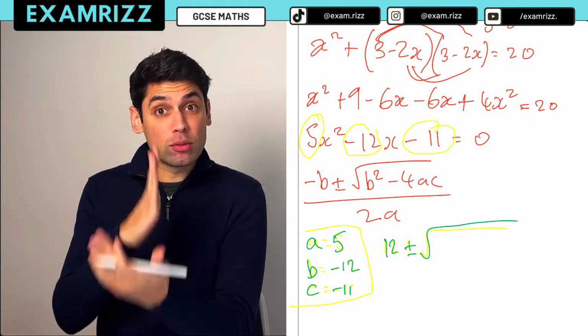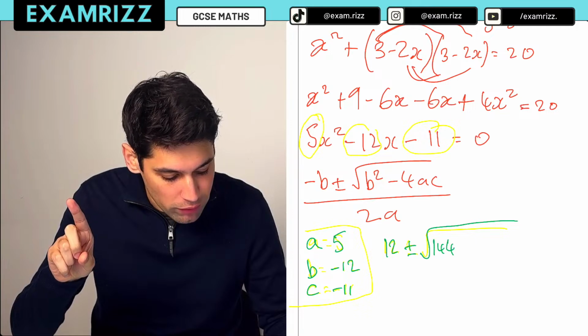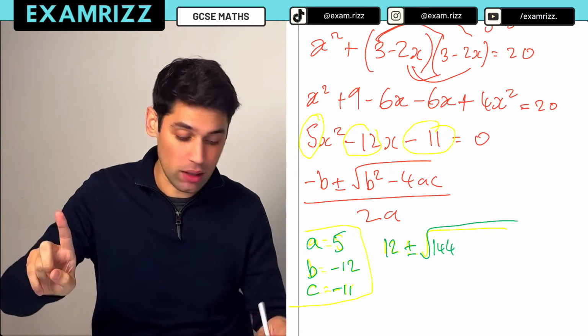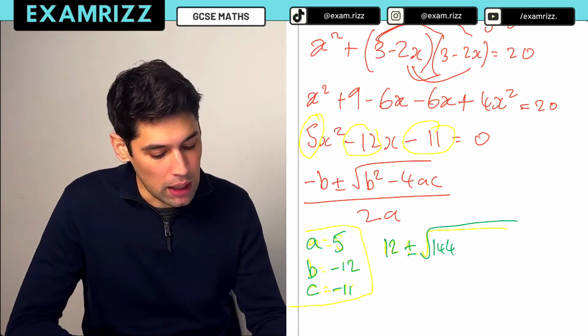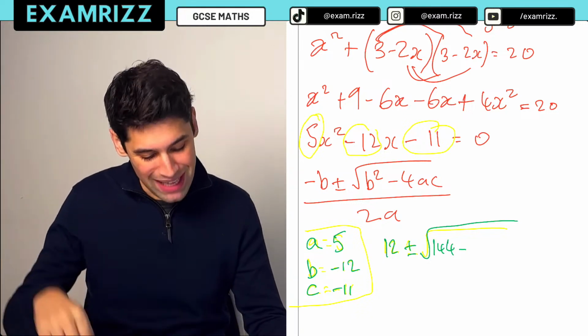B squared minus 4 times minus 12 is positive 144. Now, any number squared is positive, so that number at the beginning is always going to be positive. Minus 4 times A times C.